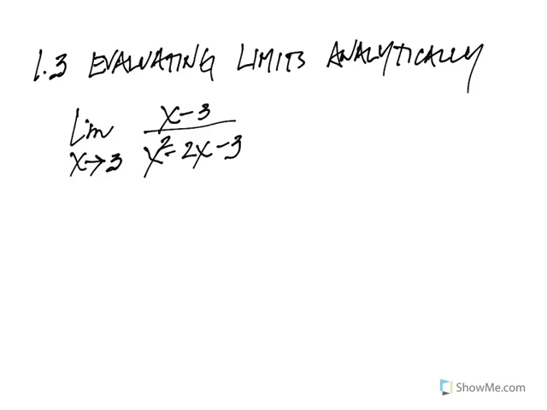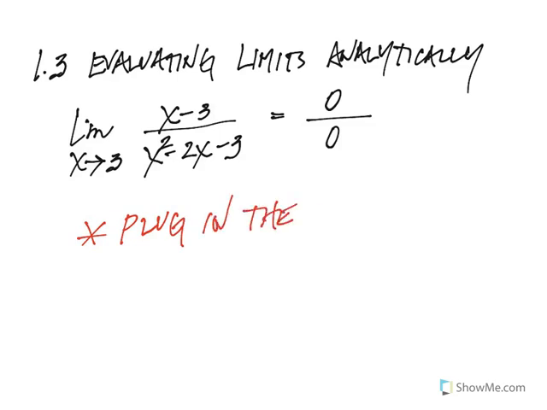The very first thing I would like you to try to do is plug in the value of c and see what you get. When I plug in 3 first here, what I end up with is 3 minus 3 over 9 minus 6 minus 3, which is 0 over 0. So let's go ahead and put this in your notes. The first thing I would like you to do is plug in the value of c wherever you see an x.